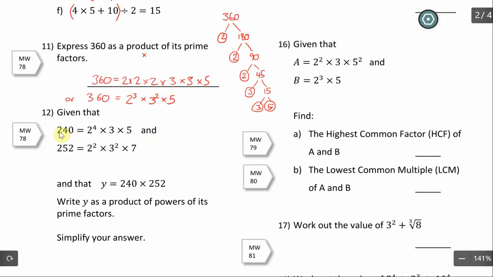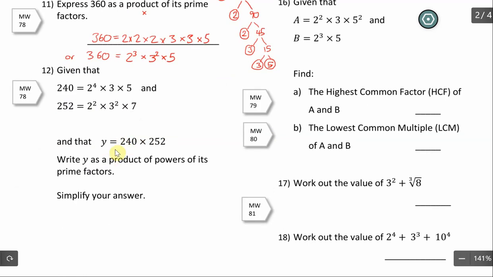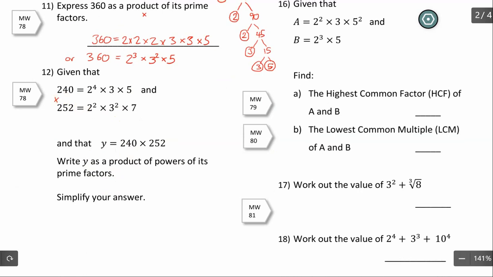Number 12. Given that 240 is 2 to the power of 4 times 3 times 5, and 252 is 2 squared times 3 squared times 7, and that y is equal to those two numbers times together, write y as a product of powers of its prime factors. So in other words, write y as a product of its prime factors. So if 240 is this number and 252 is this, then their product, when I times them together, is the product of all of these things as well.